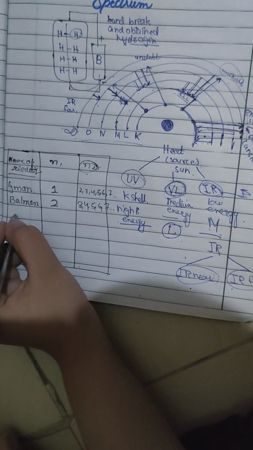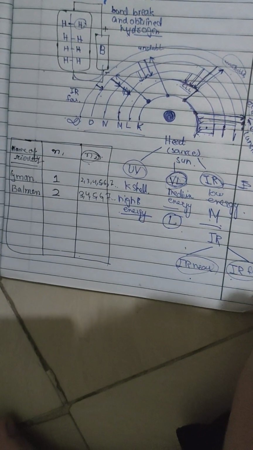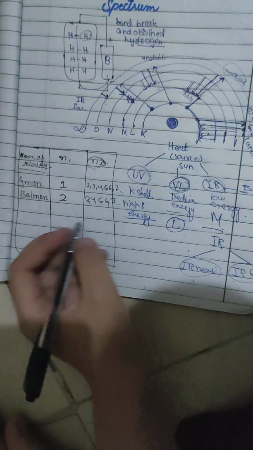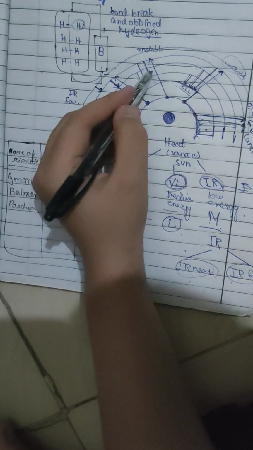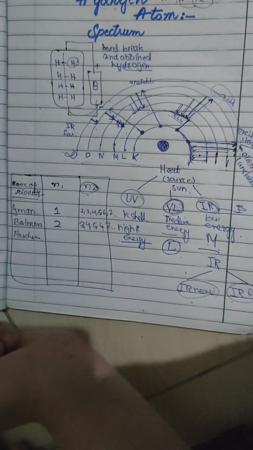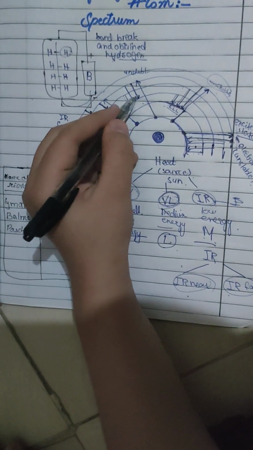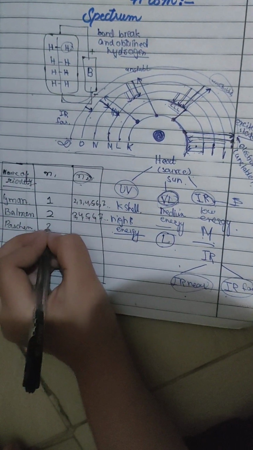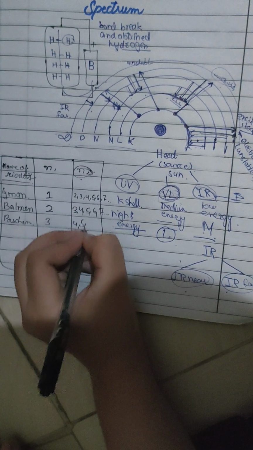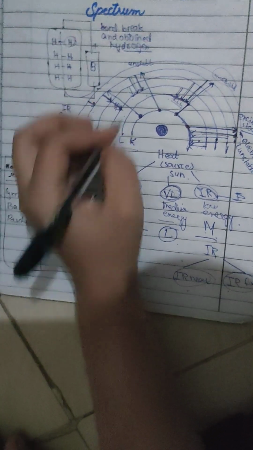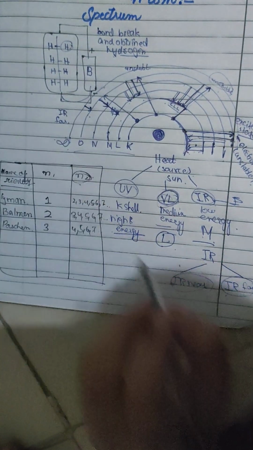Another scientist was, let me think about it. Another scientist was basically Paschen. Paschen gave about the IR light. Fine. Paschen gave about the IR light that when the electron moves up, the electron will come down at the M shell, means the third shell. Fine. So this will start from 4, 5, 6, 7, and so on. Because when it moves down, it will come from the 4th, 5th, 6th, and so on.